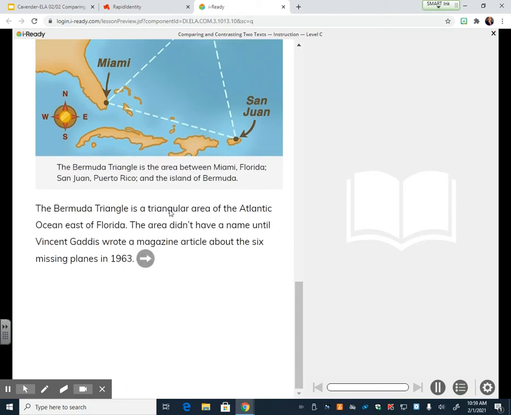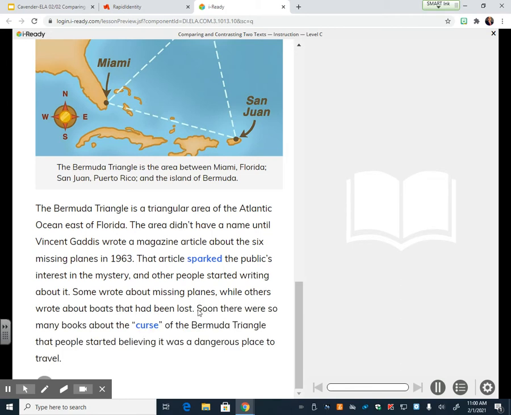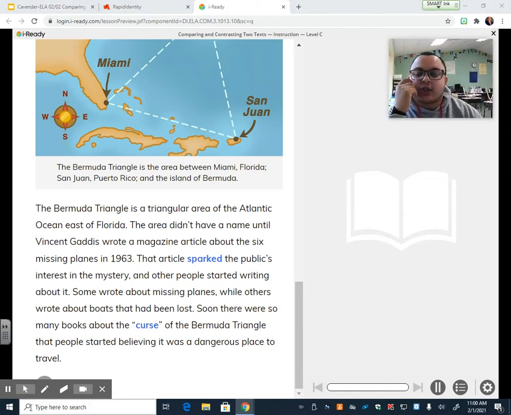The Bermuda Triangle is a triangular area of the Atlantic Ocean east of Florida. The area didn't have a name until Vincent Gaddis wrote a magazine article about the 6 missing planes in 1963. That article sparked the public's interest in many ways in the mystery, and other people started writing about it. Some wrote about missing planes, while others wrote about boats that had been lost. Soon, there were so many books about this curse of the Bermuda Triangle that people started believing that it was a dangerous place to travel.